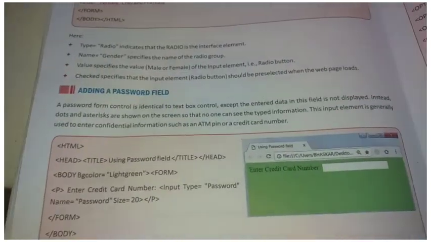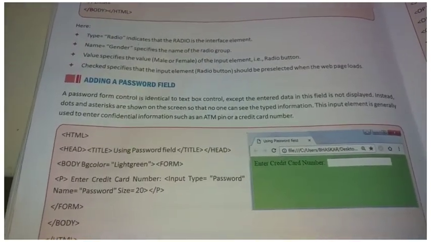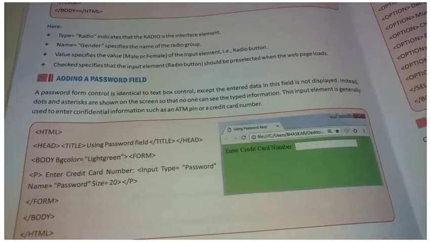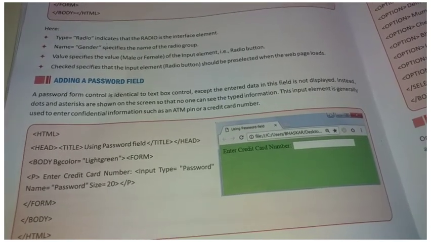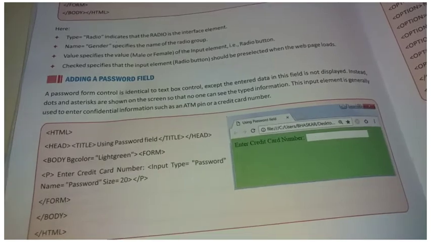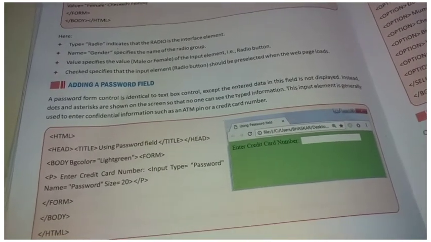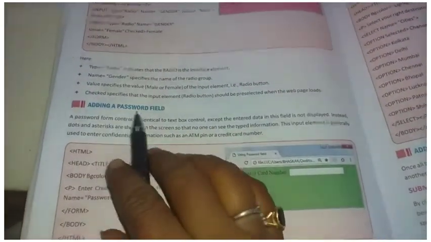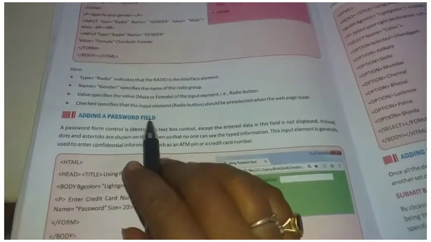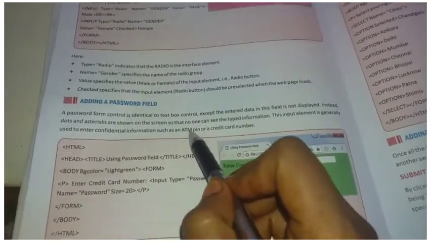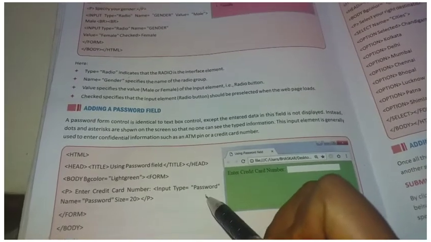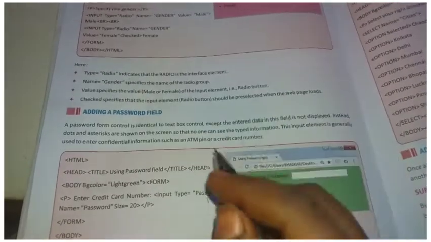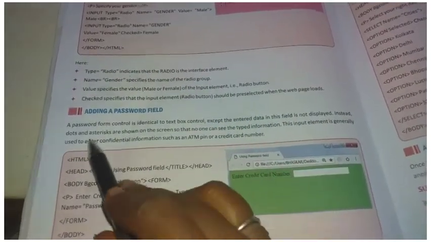Next, adding a password field. Nowadays, each and every web page is designed using HTML. And if you want to give a password, what does password mean? It is confidential data and it will be masked. Masked means our text won't appear. It will be displayed as dots or asterisk symbols. If you want to add a password field, in the input tag you have to specify type equals password. Whichever data you enter will not be displayed. It will show dots.